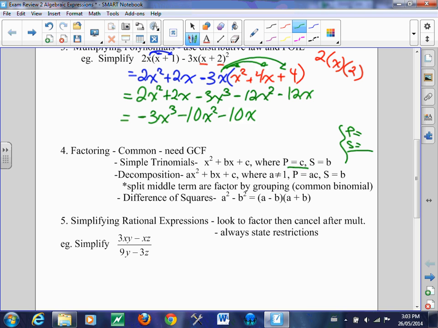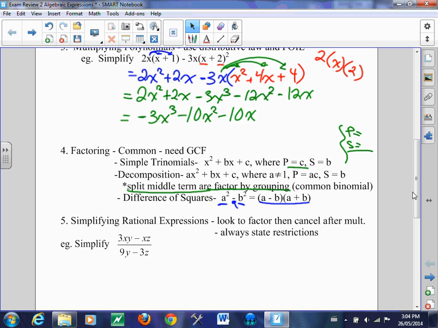Decomposition, ladies and gentlemen, remember you split the middle term and then factor by grouping. We're going to do an example down below of that. And difference of squares, ladies and gentlemen, you recognize difference, meaning a subtract sign, of two perfect squares. So that gives you the form of a plus b times a minus b. Okay? Those are your different types of factoring.